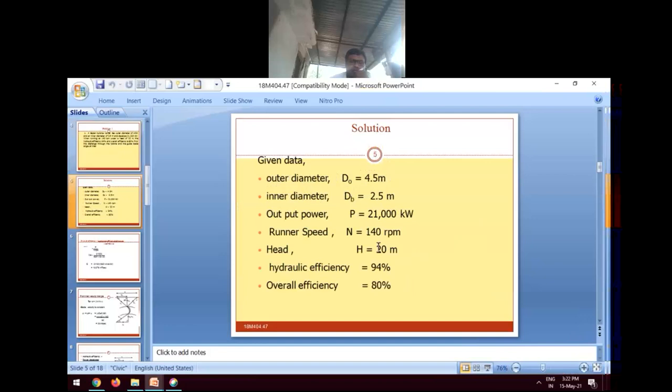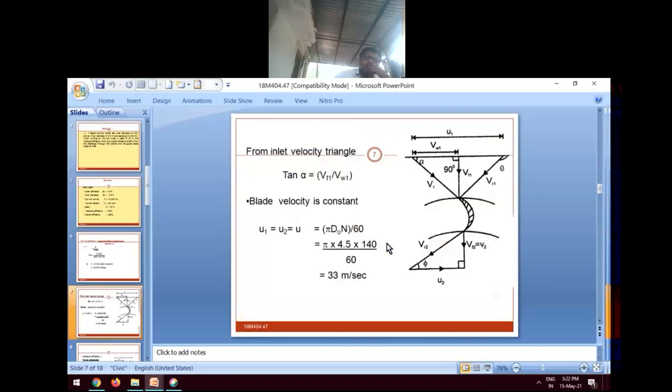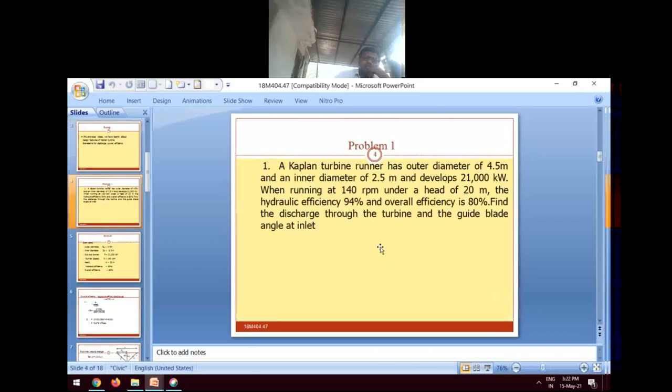Okay, you have to convert the given data into symbols: outer diameter DO equals 4.5, inner diameter DB equals 2.5 meters, output power 21,000 kilowatts, runner speed 140 rpm, head available 20 meters, hydraulic efficiency 94%, overall efficiency 80%. This data is all given. You have to find the discharge through the turbine and guide blade angle at inlet.